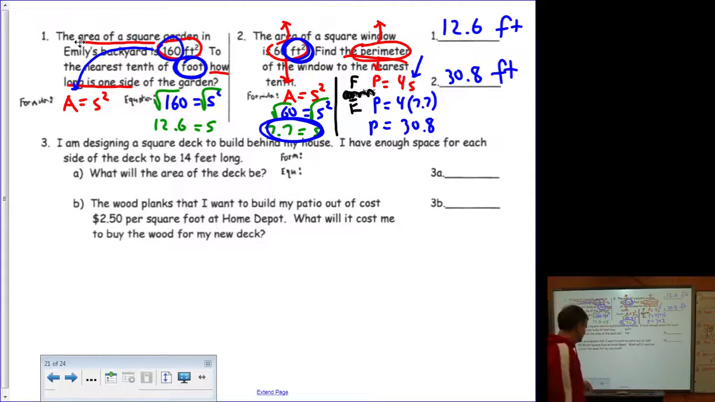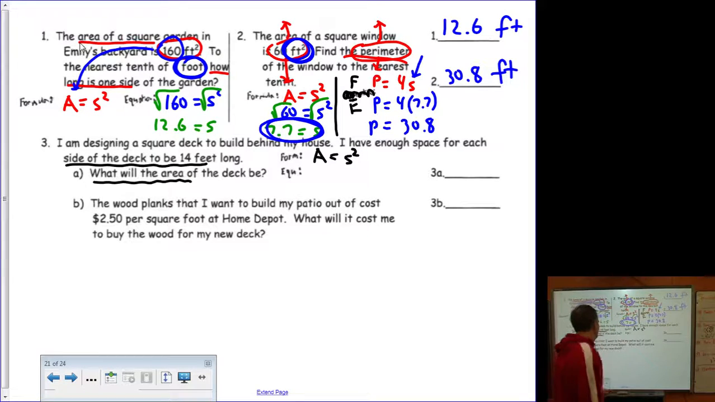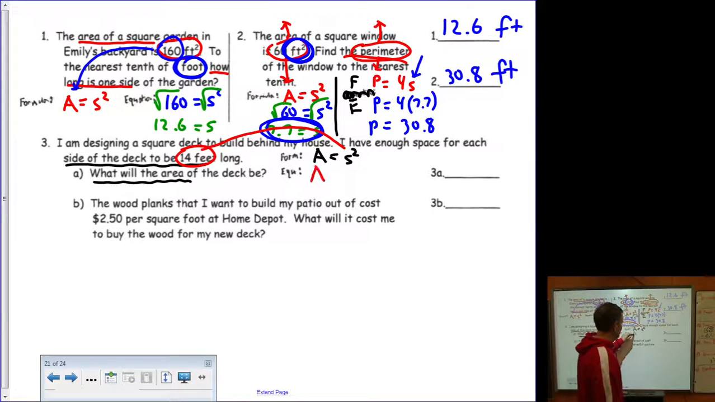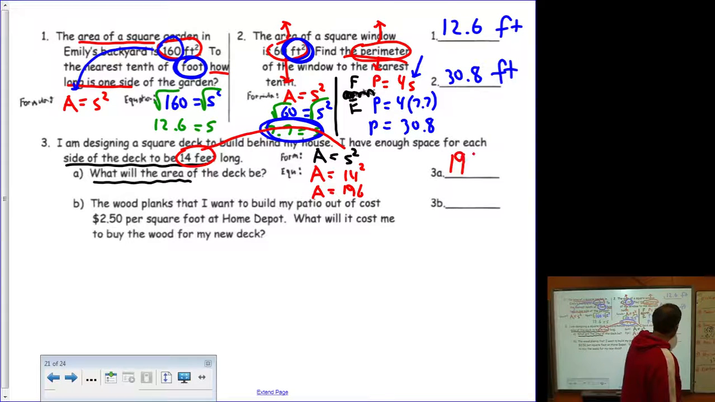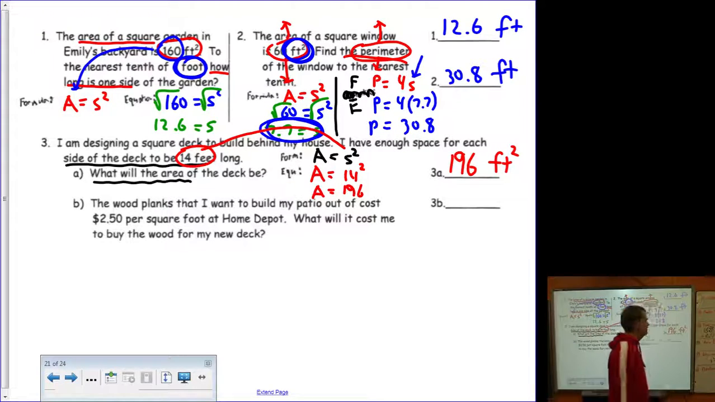Problem number 3. I am building a deck. I have enough space for the side of the deck to be 14 feet. What will the area be? So I have the side length. I want the area. That, again, is going to be the area formula. Area equals side squared. And I was given the side length, so that'll go in for S. And I will have area equals 14 squared. And now I can solve that for the area. I simply need to square the 14, which is 196. And since this is area, I know that area is measured in square feet. 196 square feet.